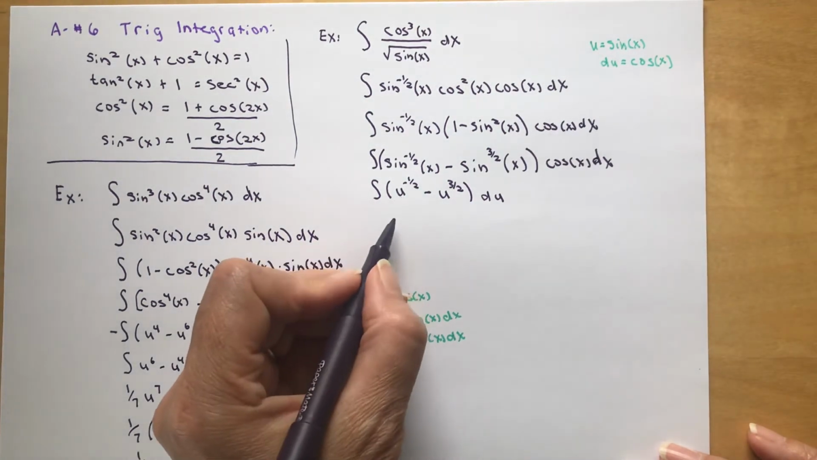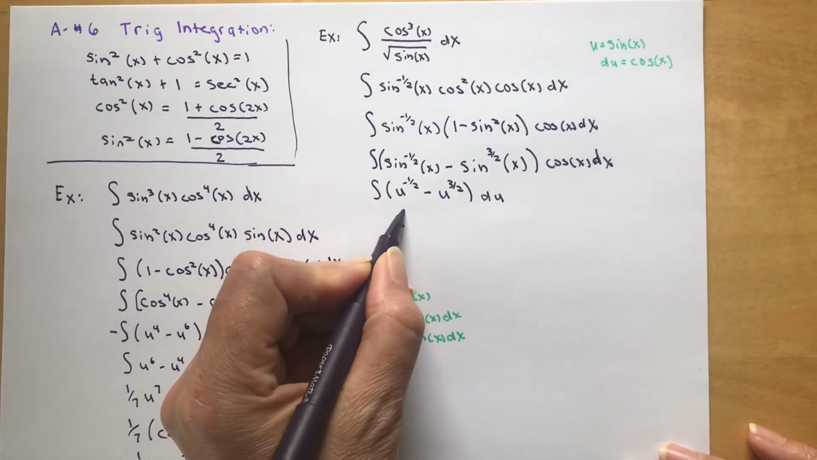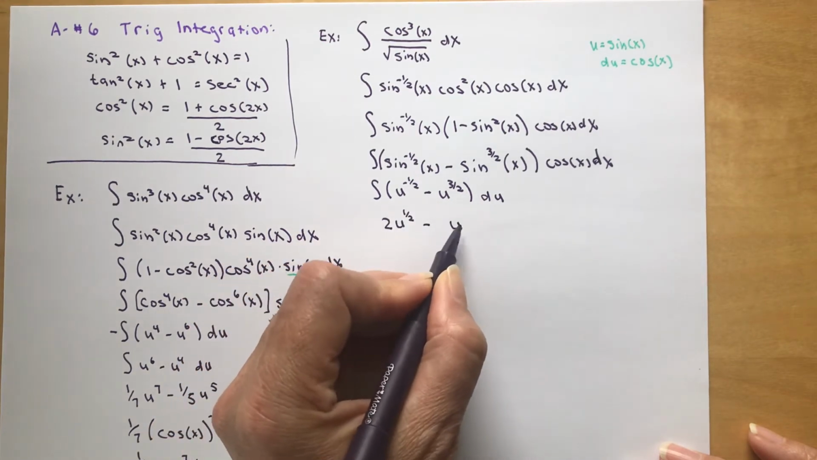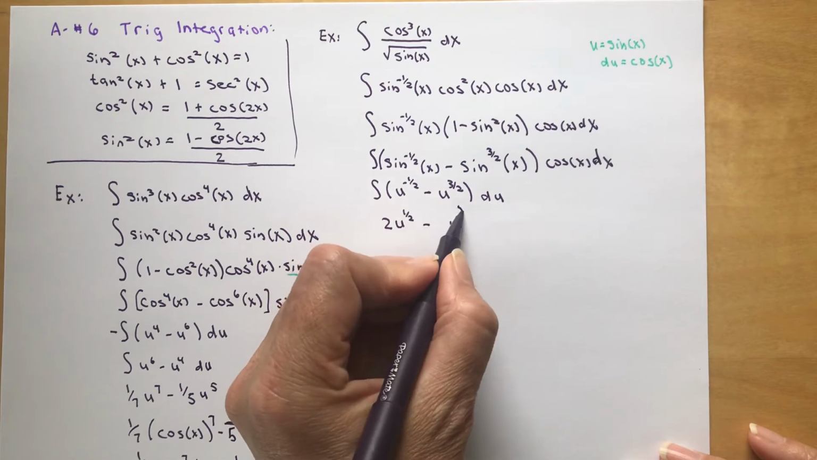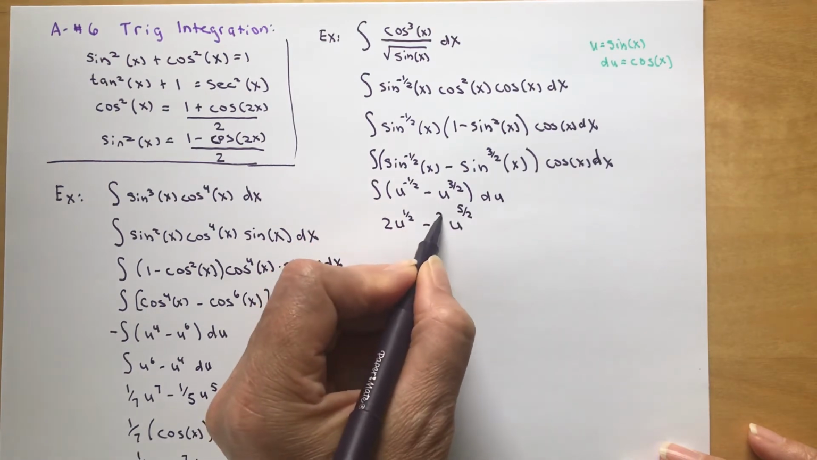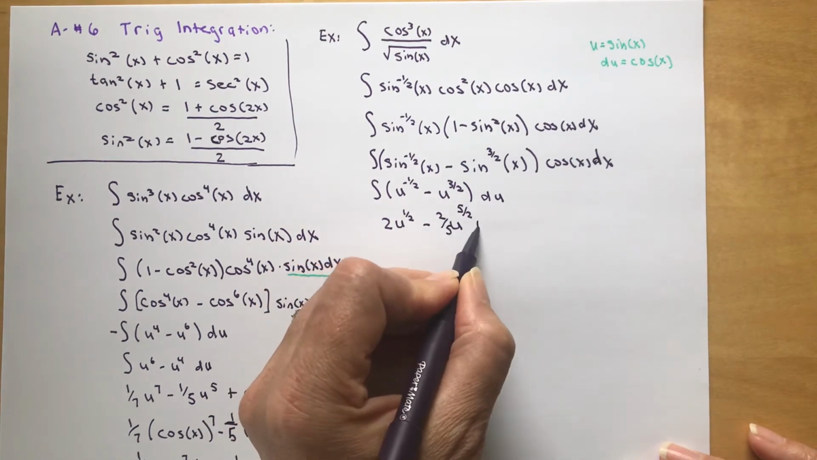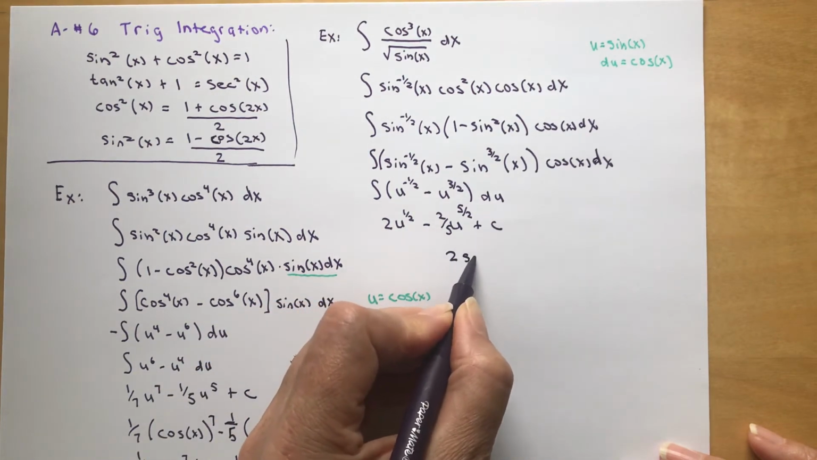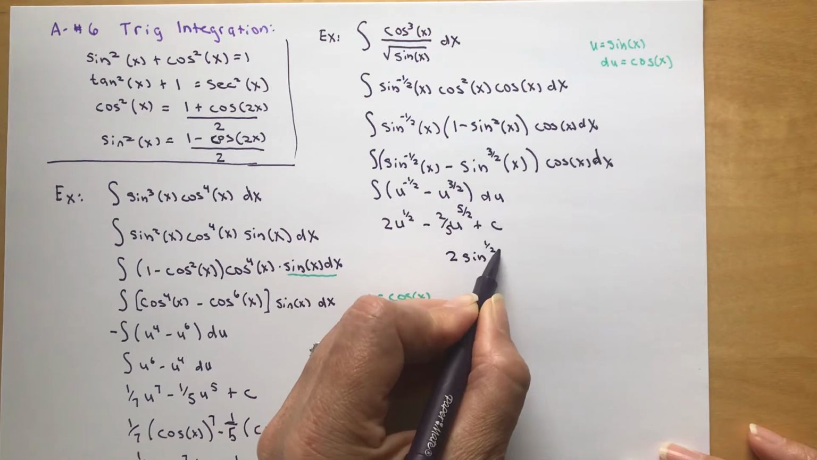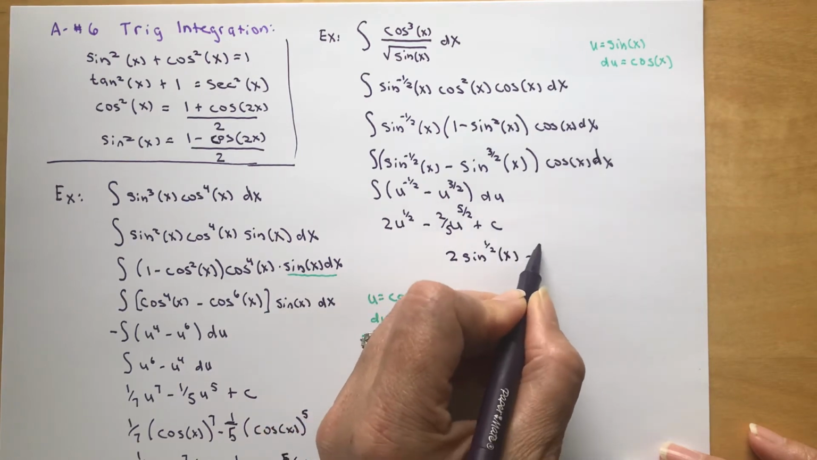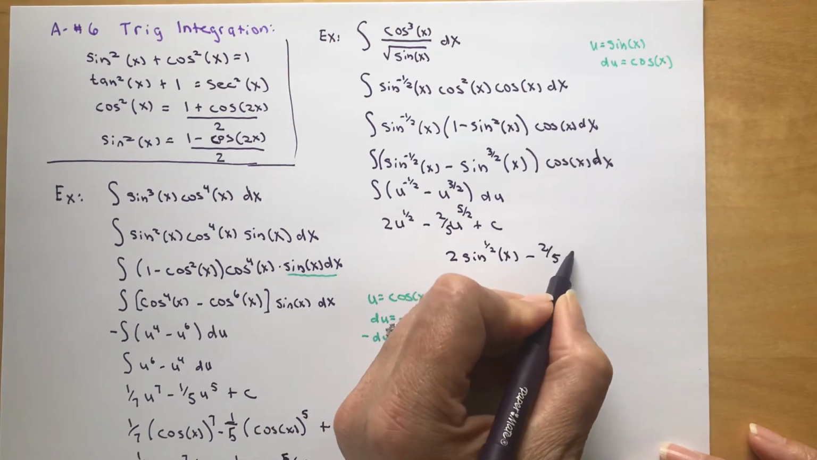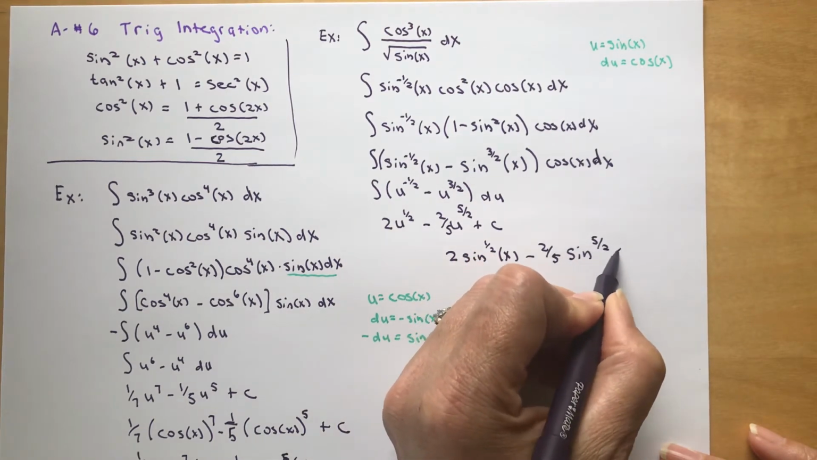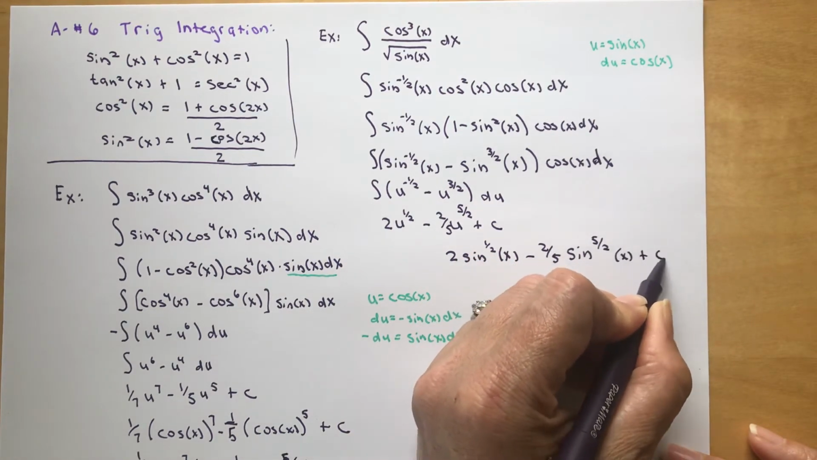So then the antiderivative of u to the -1/2 is u to the +1/2 times 2, minus u, if I add 1 to this, it'll be 5/2 and 2/5, plus c. So this will be 2 sine to the 1/2 x minus 2/5 sine to the 5/2 x plus c.